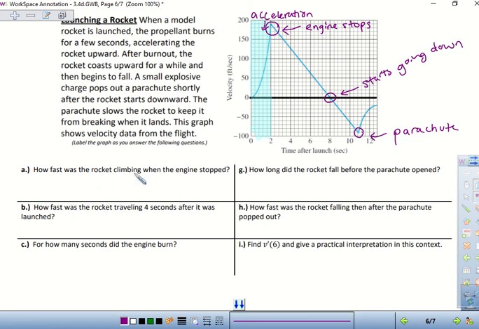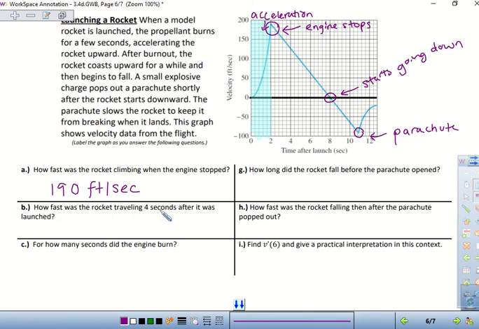It says, how fast was the rocket climbing when the engine stopped? So what's the maximum speed that we ever reached? Like 180, yeah, 180 to 190 feet per second. That's the fastest it was ever going, and that's when the engine cut, and then it just started going slower. Still upward, but slower.